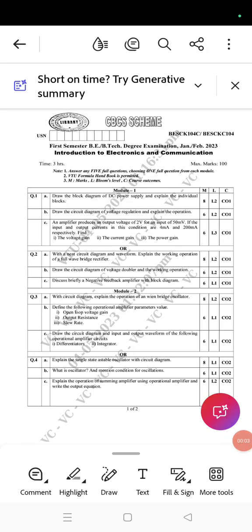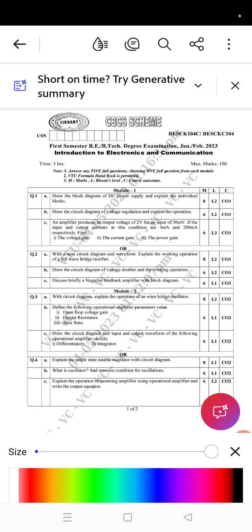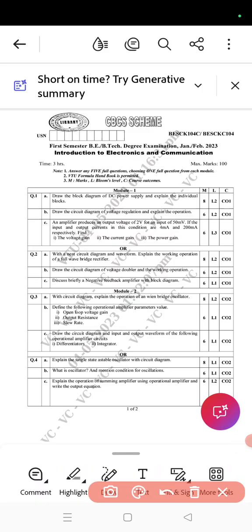So in this video, we are going to see the Introduction to Electronics and Communication subject with respect to important questions and examinations. We'll see from Model number 1 and we'll see many question papers, starting with 2023. I am focusing on only Model number 1.